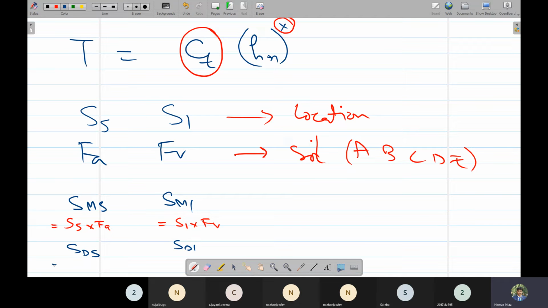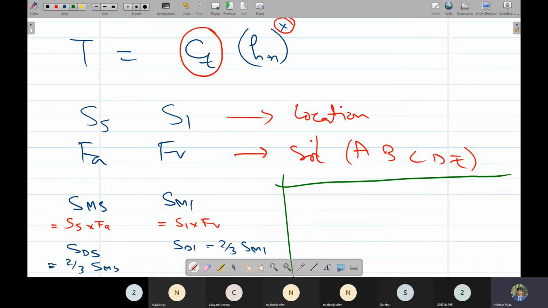SDS is 2/3 of SMS and SD1 is 2/3 of SM1. So these factors would be required. Apart from this, four factors are also required: R, omega, CD, and I.